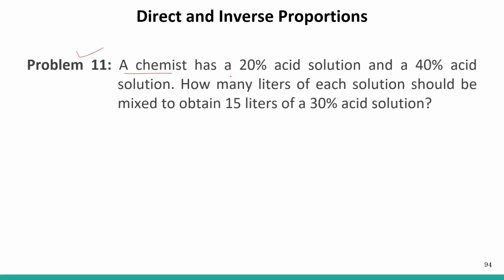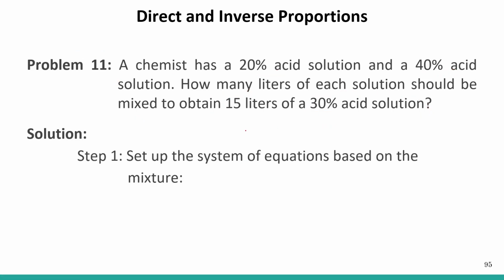A chemist has a 20% acid solution and a 40% acid solution. How many liters of each solution should be mixed to obtain 15 liters of 30% acid solution? So this is the question. We have a 20% acid solution and a 40% acid solution. How many liters of each should be mixed? So what is the ratio? If the ratio is X is to Y, then their sum must be 15 liters, right? With 30% acid solution.